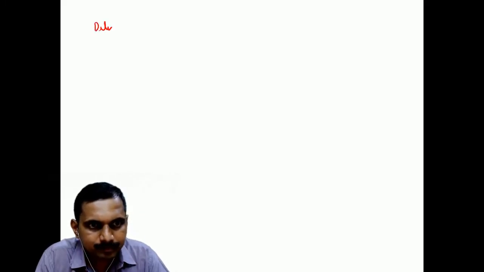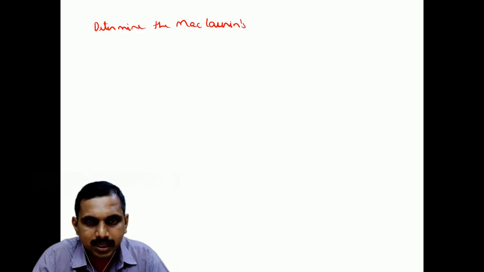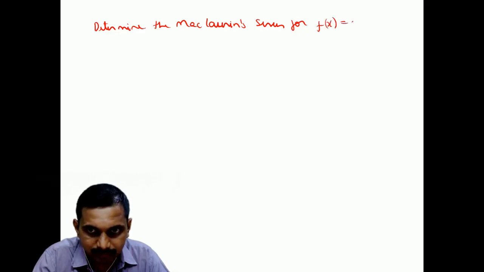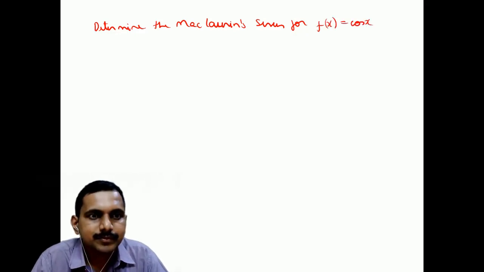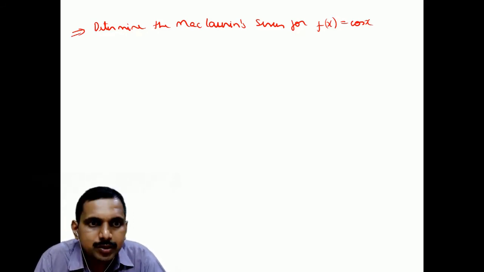Okay, so now let us see. Determine the Maclaurin series for f of x is equal to cos x. See here, you can get an infinite series for that. That's the main thing. So what happens? The Maclaurin series, how is it?